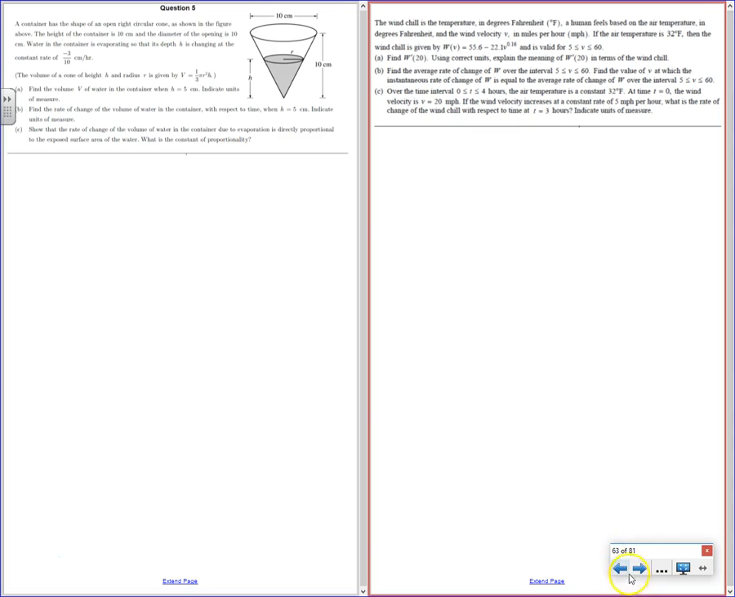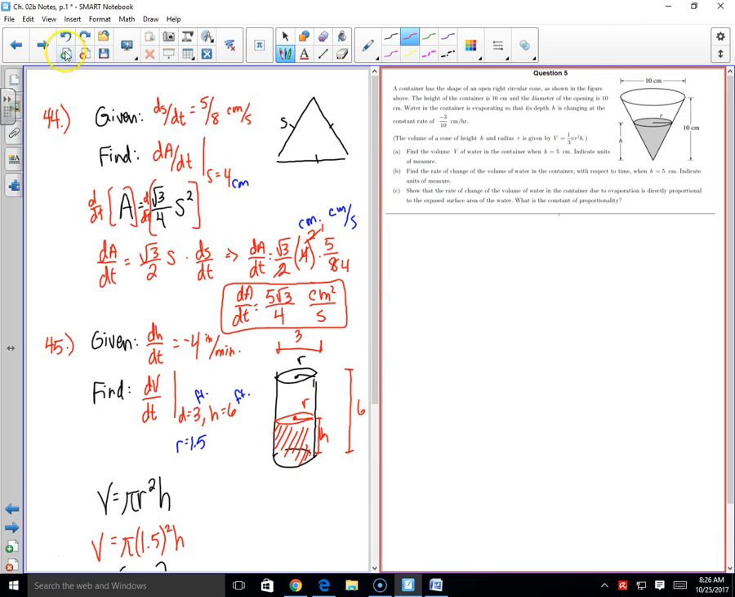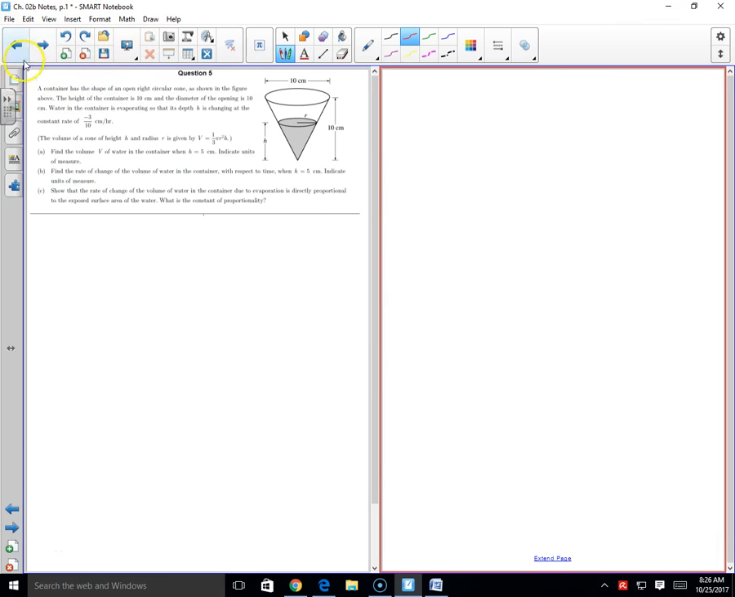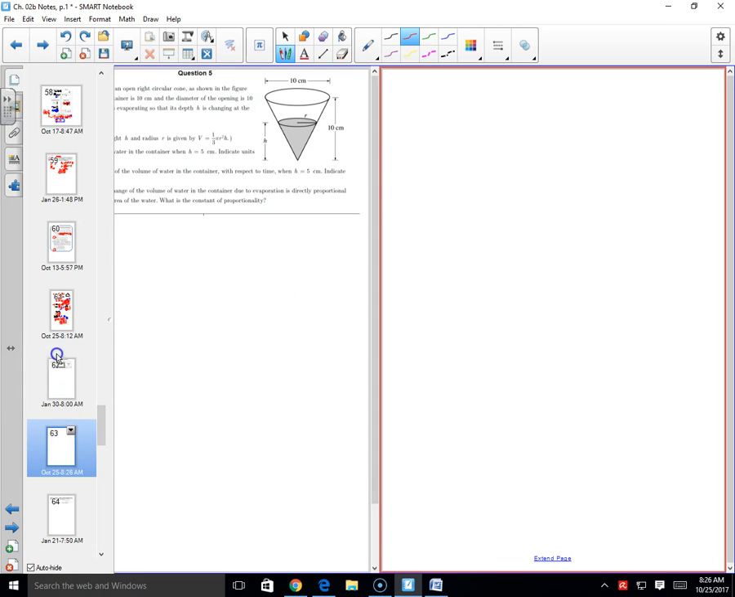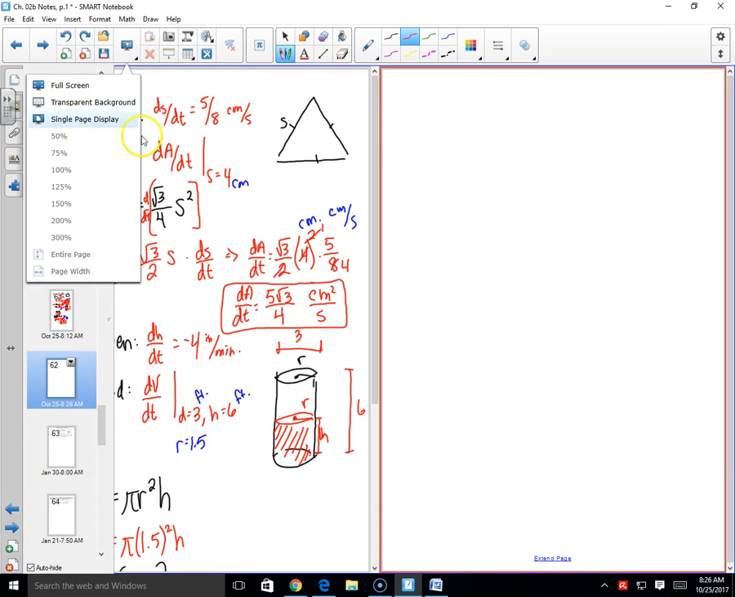I have the book open, so I'm going to come back here. I'm going to insert a page really quickly. Oops, not there though, I want it up here. I'm going to go to single page.